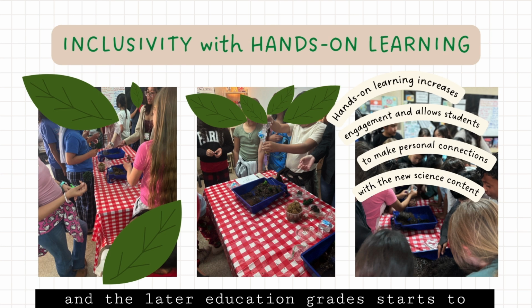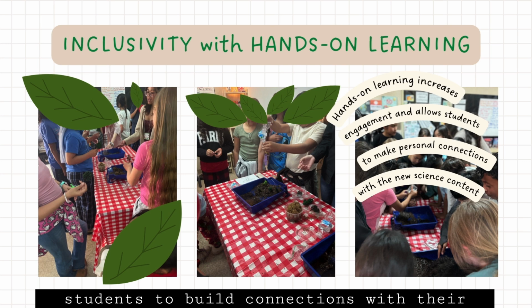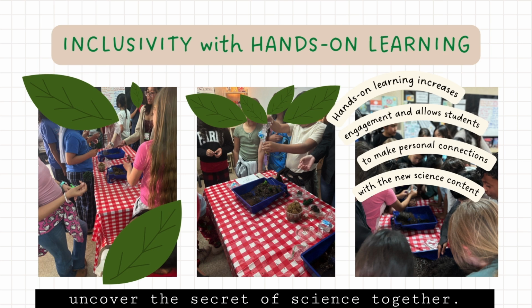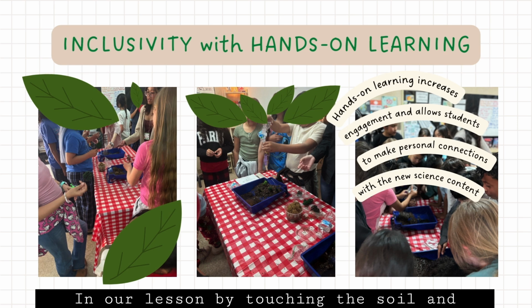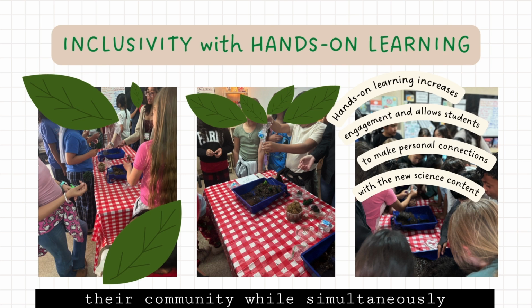Science in the later education grades starts to become a tedious learning process. Continuous hands-on experience allows students to build connections with their community and through their peers as they get to play and uncover the secrets of science together. In our lesson, touching the soil and planting the trees helped them work together to build a landscape mirroring the community, while simultaneously coming together to uncover what destruction might happen if the roots disappeared from the world.